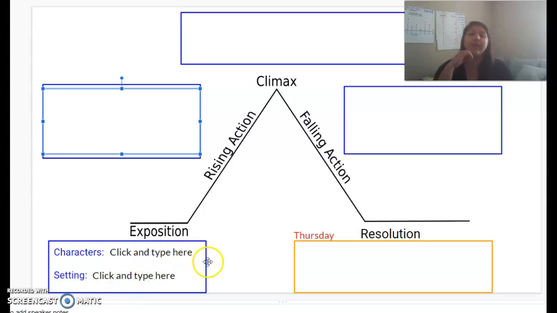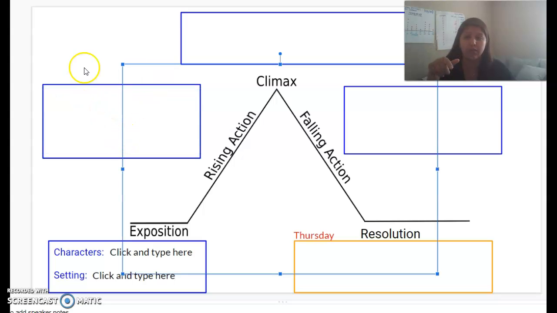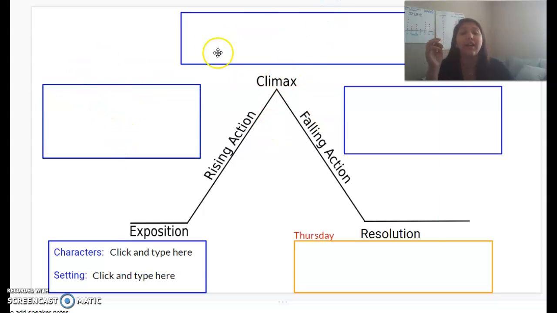Okay, so here we have our exposition. That's just going over the characters and the setting. Then we have our rising action, which sometimes can be the problem of the story. Then we have our climax, which is the oh my god point of the story, right? Where the problem gets worse. Sometimes it can be the problem, but not all the time. Then we have the following action. What are the steps that are being taken to go to the solution? Then at the bottom we have a resolution, and that's the solution to our problem.